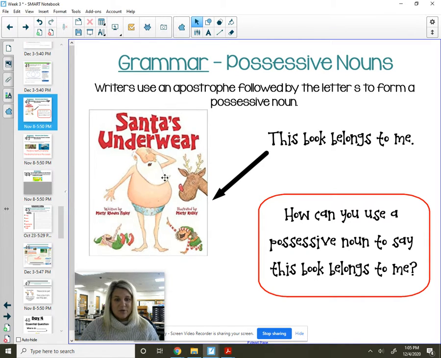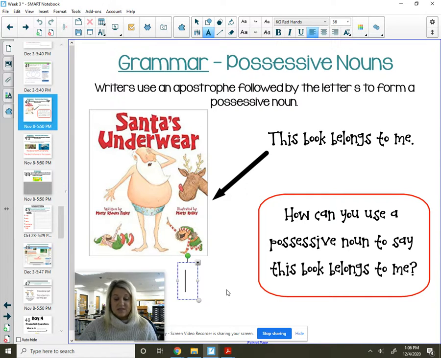Take a look here at this book. This book is mine. It belongs to me. It's kind of a silly book. But I want to know, how could you use a possessive noun to say that this book belongs to me? What do you think you could say?